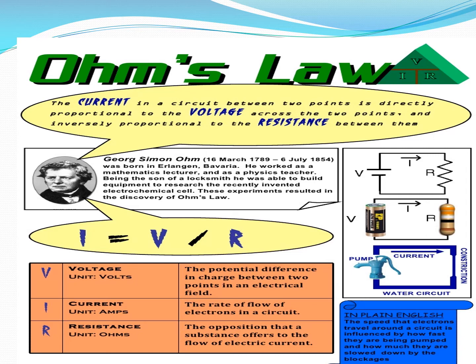So you can say the current in a circuit between 2 points is directly proportional to the voltage across the 2 points. Current is the output, voltage is the input. If you increase voltage, you will get more current. And current is inversely proportional to the resistance between the two. What is R? R is nothing but the constant of proportionality, which we call resistance.